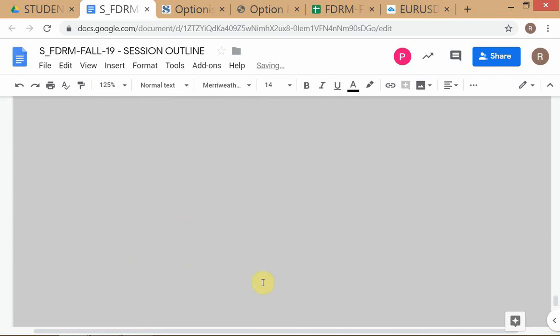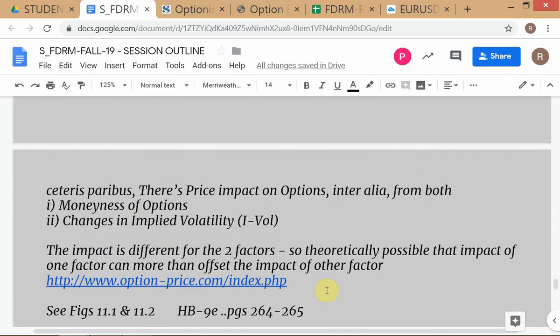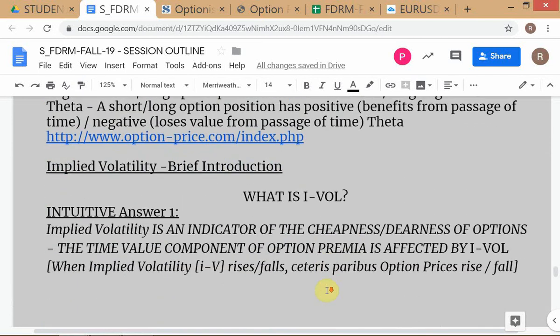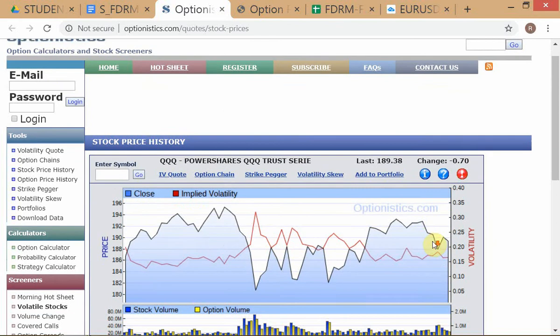Okay, now we're going to discuss this topic. We're going to have a brief look at implied volatility. Let's first understand, let's look at some charts of eyeball. Okay, so what is eyeball? We can answer this on several levels. First, let's look at this. This link is provided to you.